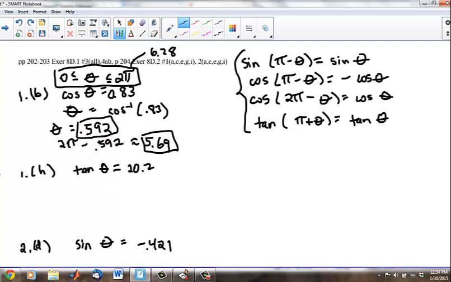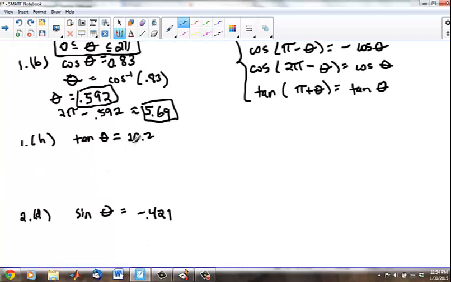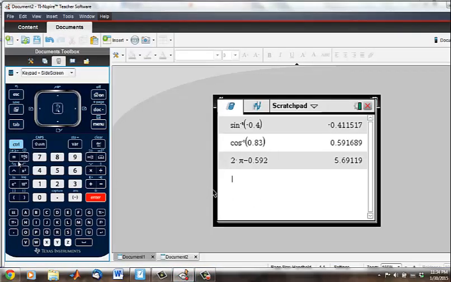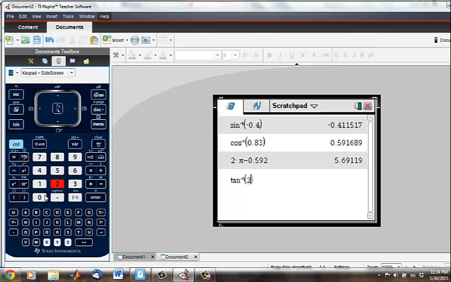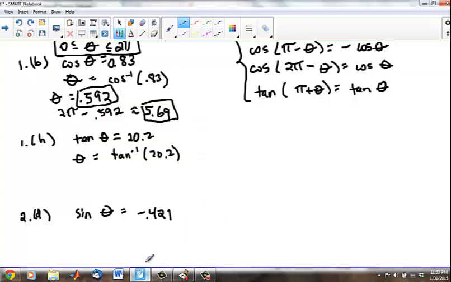Okay, let's take a look at number 1H. Tan theta is equal to 20.2. So in order to get theta, we have to get the inverse of tan, or the arctan, of 20.2. Okay, so let's use our calculator to do that. So arctan of 20.2, and that's equal to 1.52, approximately.